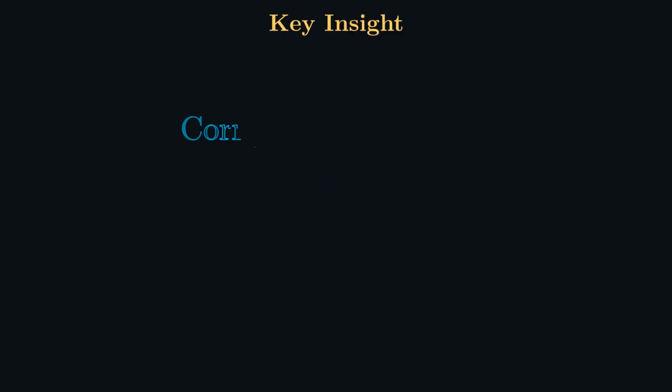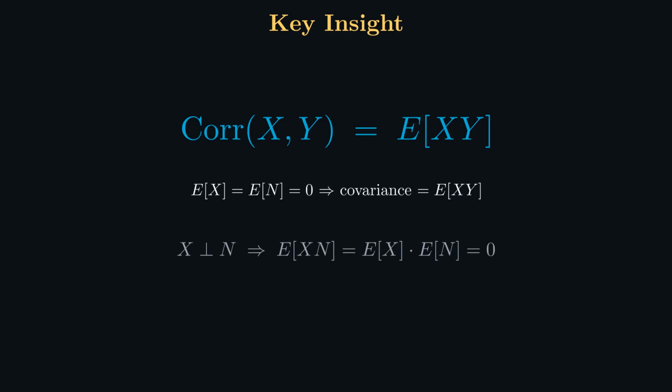Key insight: in signals and communications, the correlation between two random variables X and Y means E[XY], the expected product. Since X and N both have zero mean, this equals their covariance. And because X and N are independent, E[XN] equals E[X] times E[N], which is 0. This independence condition will kill all cross terms.